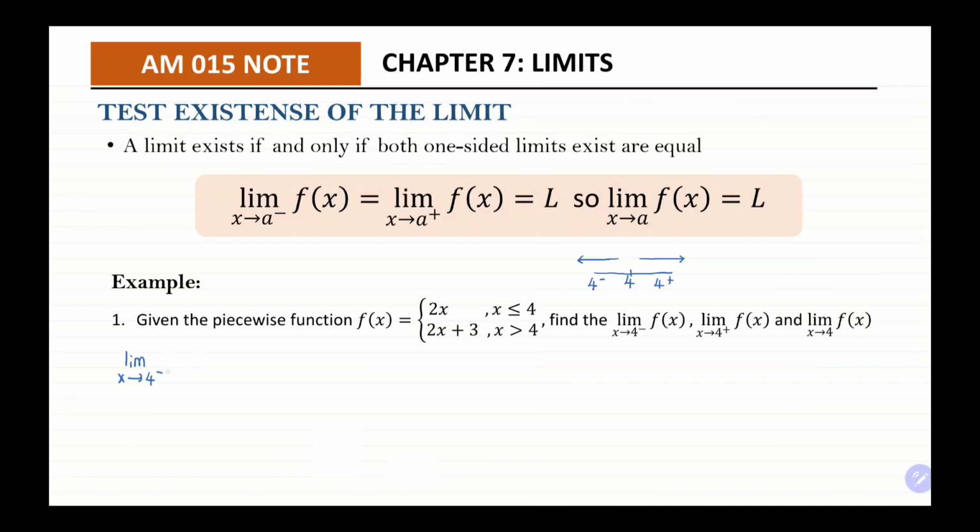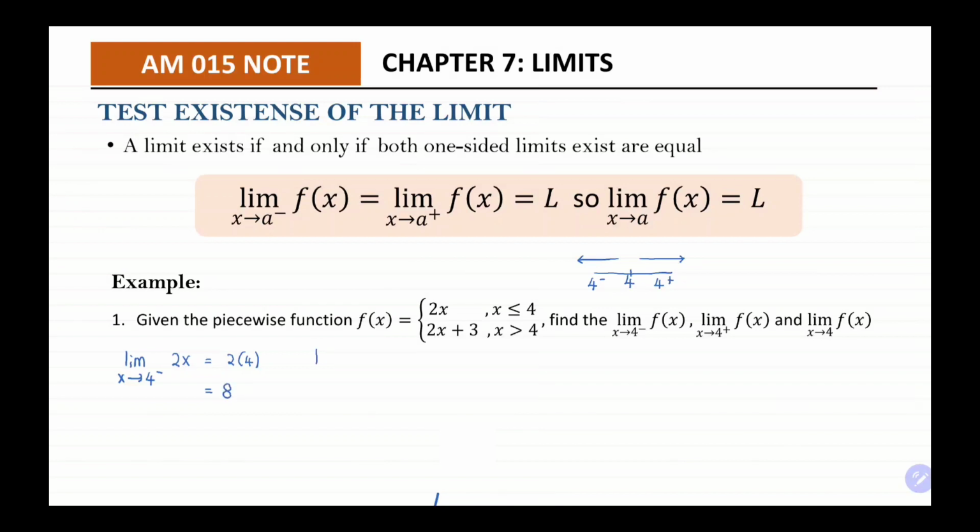Okay, now we want to take the function for 4 from left. 4 from left means x less than or equals to 4. So we take function 2x. So we put here 2x. Then we solve. We substitute value 4 into x. So we get 2 times 4, so equals 8.